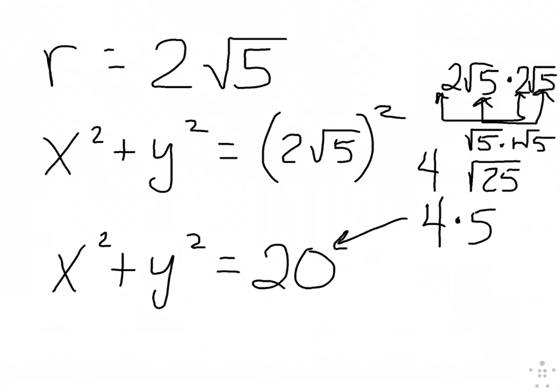Okay? So again, when you have a root involved, you square the outside number, you square this number, and then once you get the answers, you multiply them together. Should there be a root left over? No. Not when you're squaring a root. You should not have a root left over.